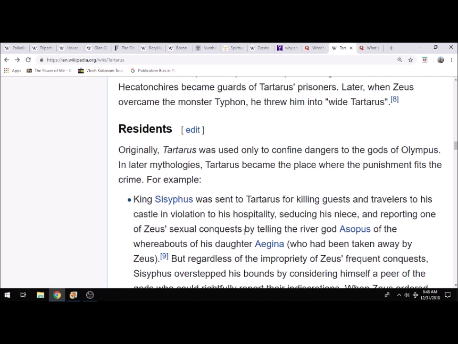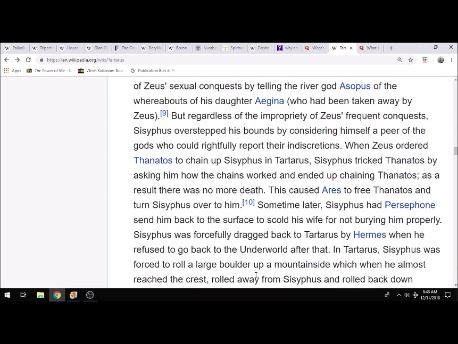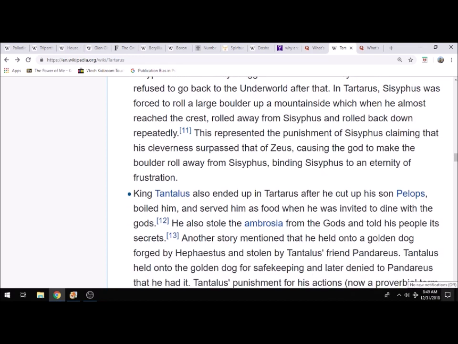Originally, Tartarus was used only to confine dangers to the gods of Olympus. In later mythologies, Tartarus became the place where the punishment fits the crime. So it's hell. Tartarus is hell. I mean, let's put that in our pipes and smoke it for a second and place that in the mud flood, mud event sort of context, huh? And especially when you go into the use of the frequencies and the sonics and the idea of control, maybe we all are. Maybe we are in hell. The Matrix is hell. This earth is hell, right? That's what this ancient Greek mythology story is telling us here about Tartarus, right?